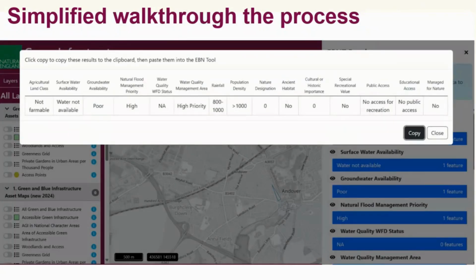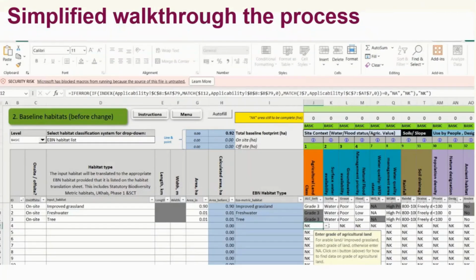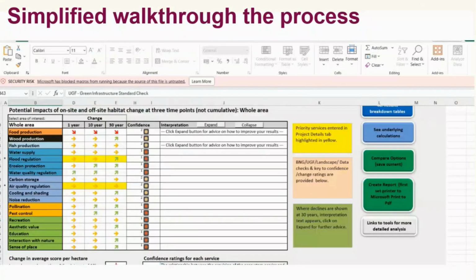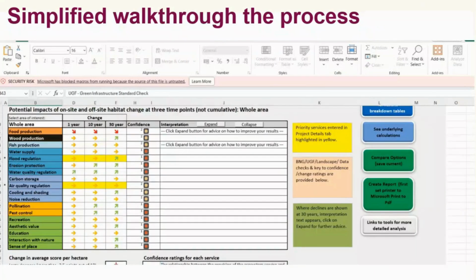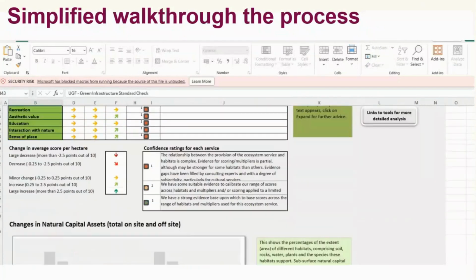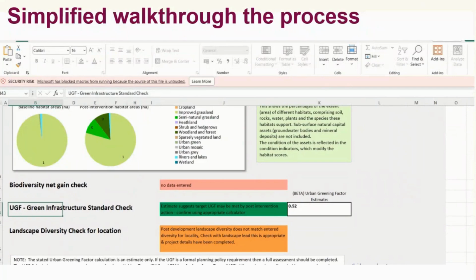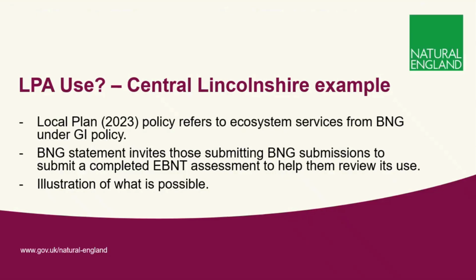That simply needs to be copied and pasted into the EBN tool alongside that habitat information mentioned earlier for the baseline post-development work. And that provides the output with the table here, and also an estimate of urban greening factor for your post-development work, making clear those links between the green infrastructure standards and biodiversity net gain.